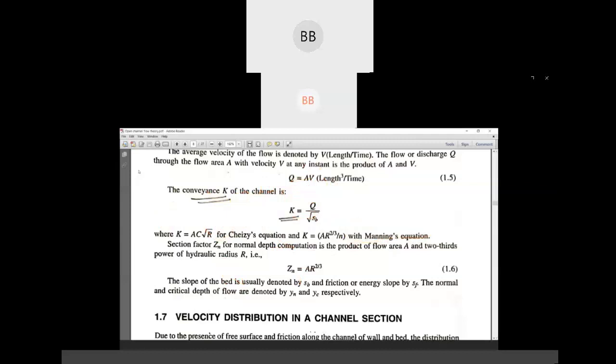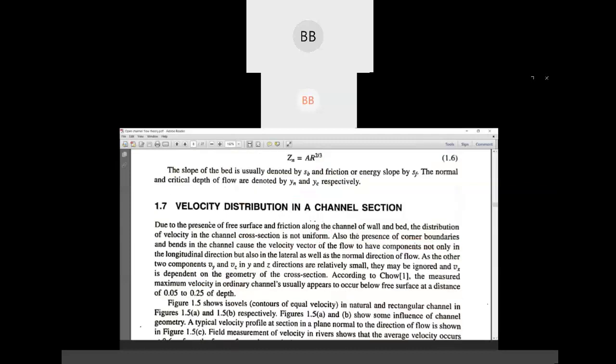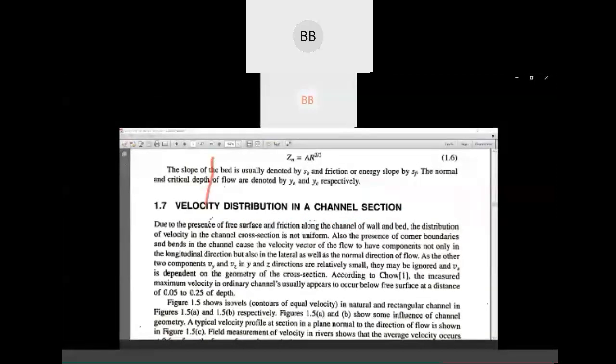Okay. Next, the very important topic is your velocity distribution in a channel. Okay, this is very important. See, suppose if you want to draw a top view, okay, or show you here.